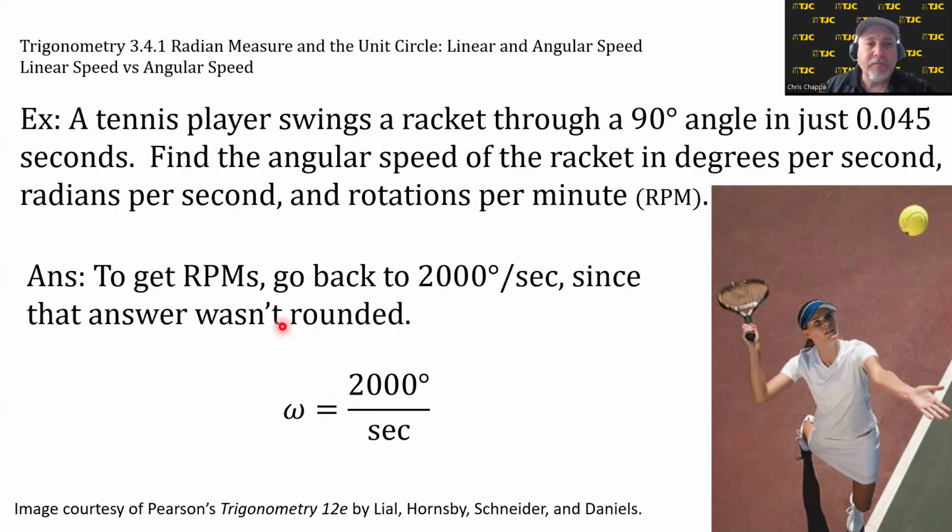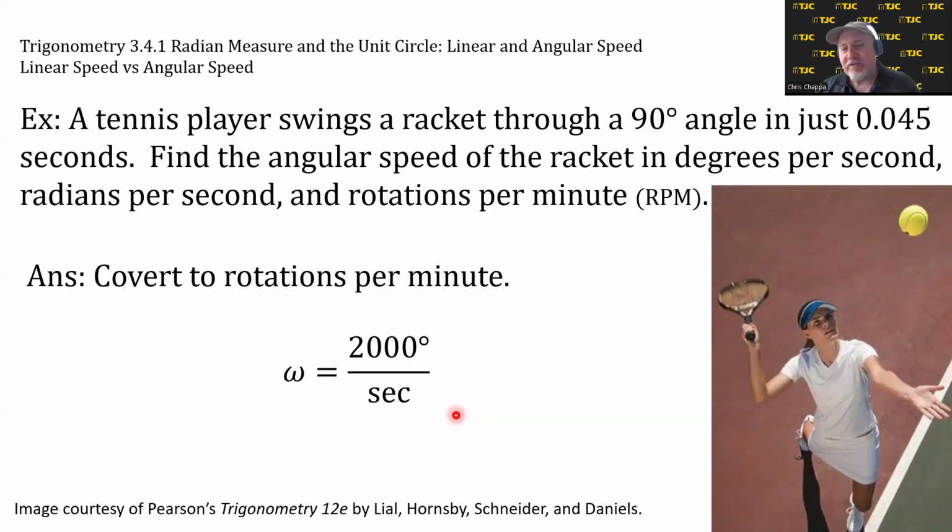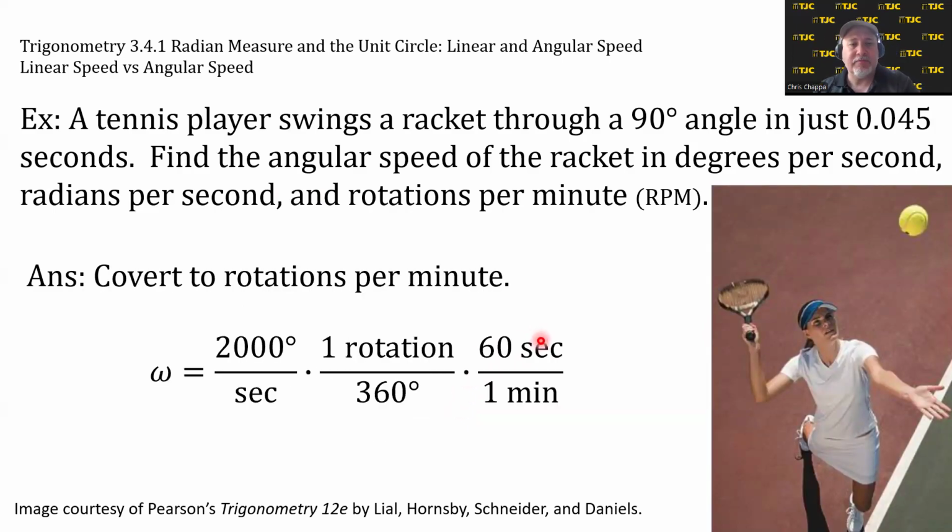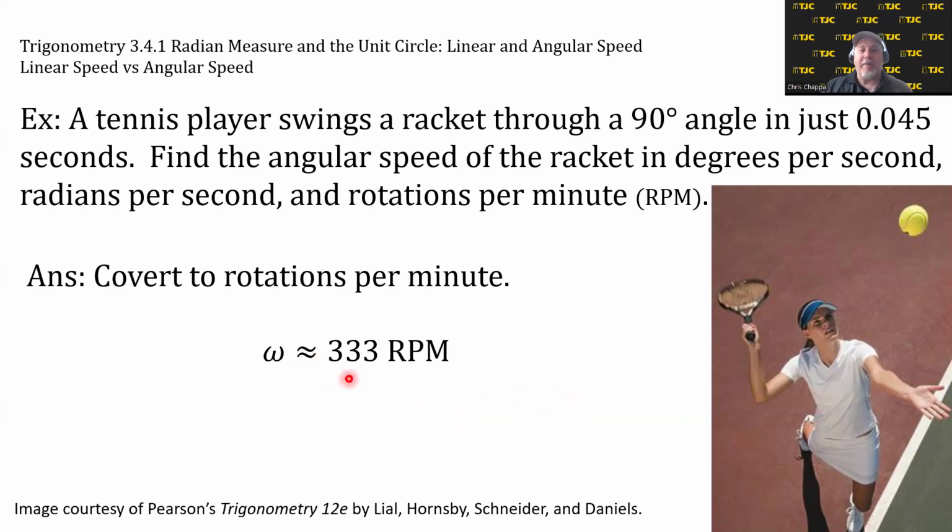To get revolutions per minute, RPMs, go back to 2,000 degrees per second since that answer wasn't rounded, and let's convert to rotations per minute. To convert to rotations per minute, we first multiply by one rotation is 360 degrees. And then to convert from seconds to minutes, we multiply by 60 seconds over 1 minute. And that gives us an angular velocity of about 333 rotations per minute.